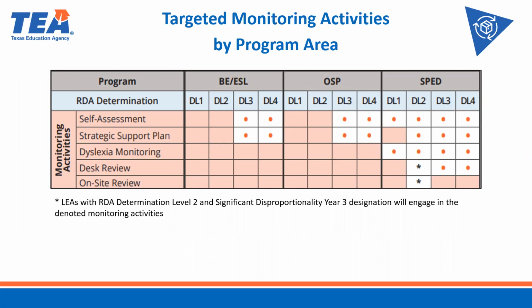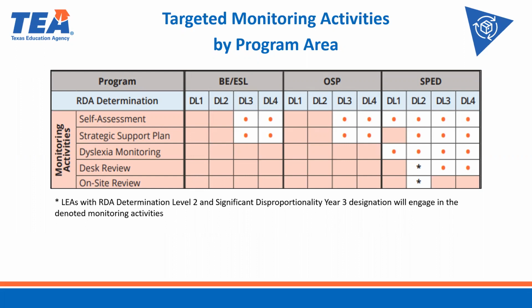The strategic support plan is a continuous improvement tool that addresses gaps and outcomes for all programs evaluated within the RDA framework, and is also utilized to identify the root causes contributing to low performance for LEA special education programs. LEAs are encouraged to engage in continuous program improvement regardless of RDA determinations. However, based upon annual determinations within the RDA framework, strategic support plan submissions may be required.